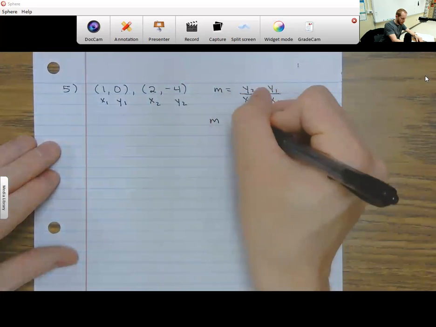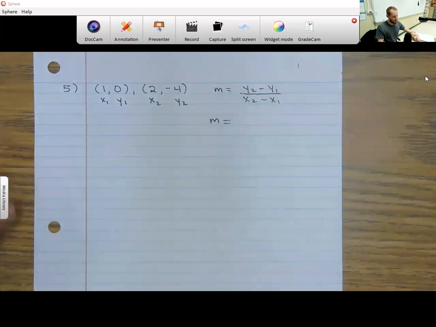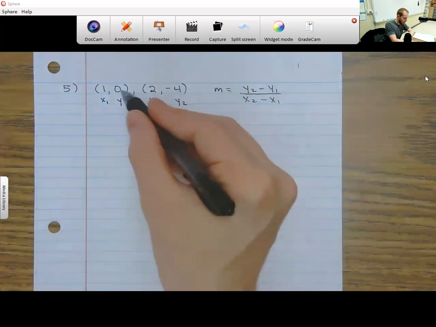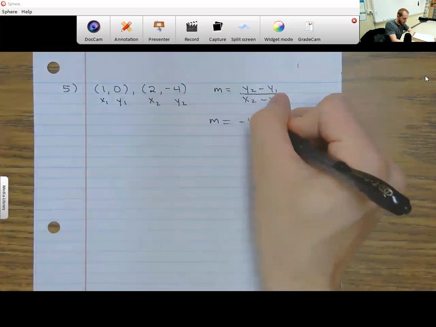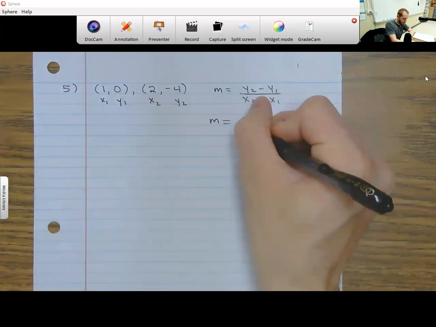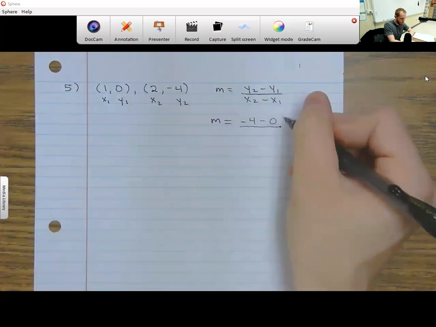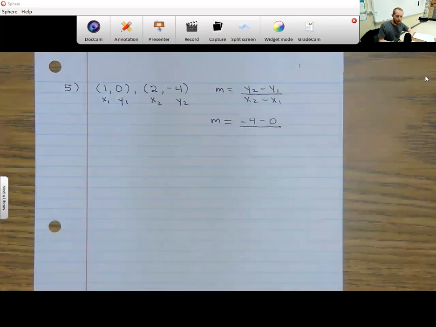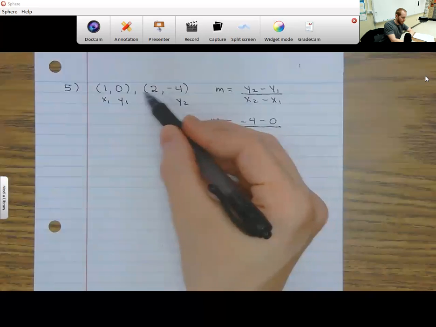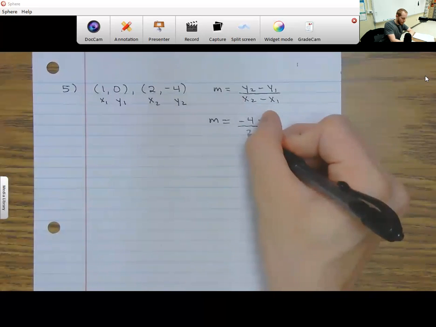I'm going to have m equals, subtract the y's on top. So I'm going to have -4 minus 0. That's going to give me a -4. And then at the bottom, I'm going to subtract my x coordinates. So I'm going to have 2 minus 1.